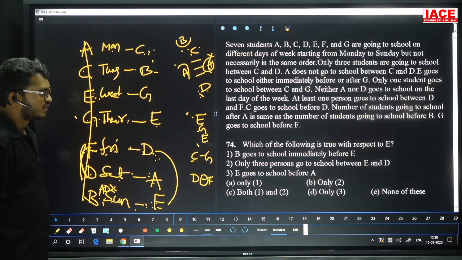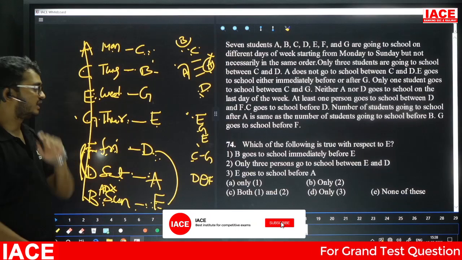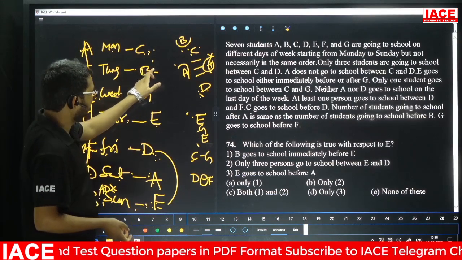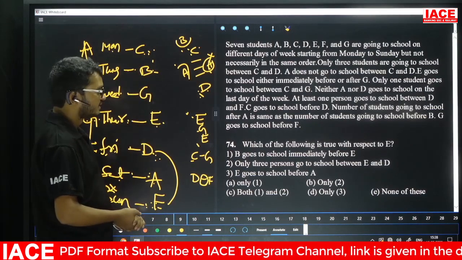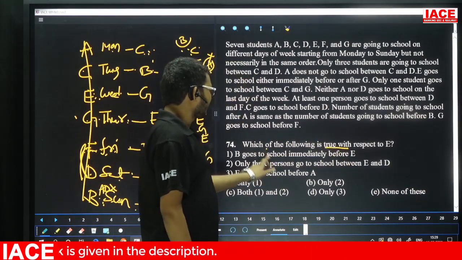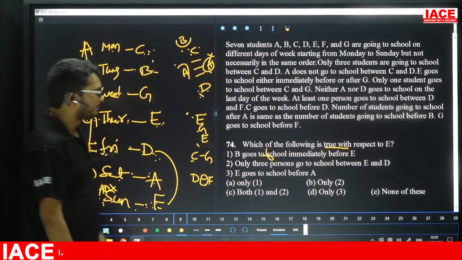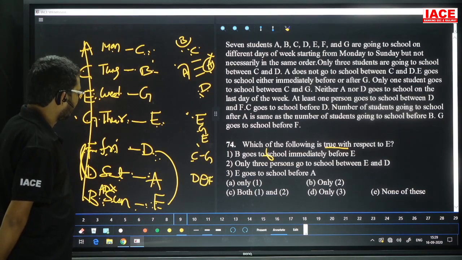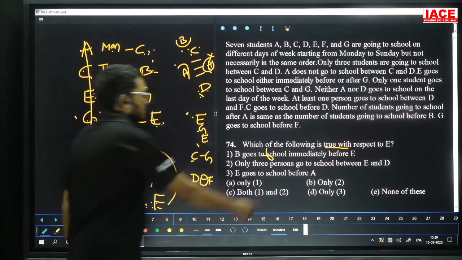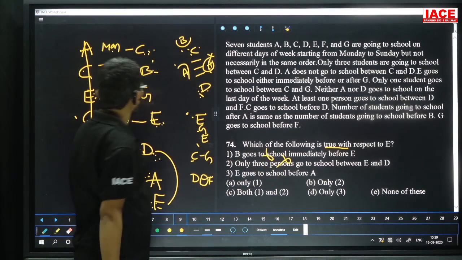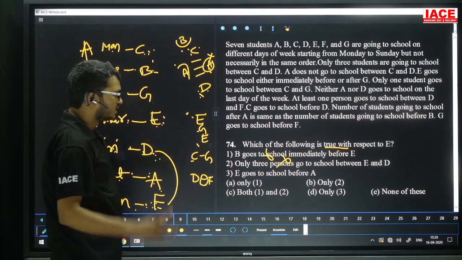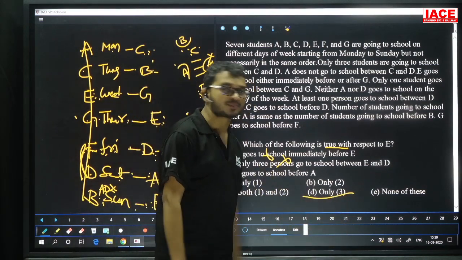Question number 74. Which of the following is true with respect to E? Take the first one: B goes to school immediately before E. This one is wrong, since our requirement is a correct statement, so leave it. Next one: only 3 persons go to school between E and D. No, this one is also wrong. Next one: E goes to school before A. E is before A, yes, this one is correct. So only the third one is correct, which means option D.